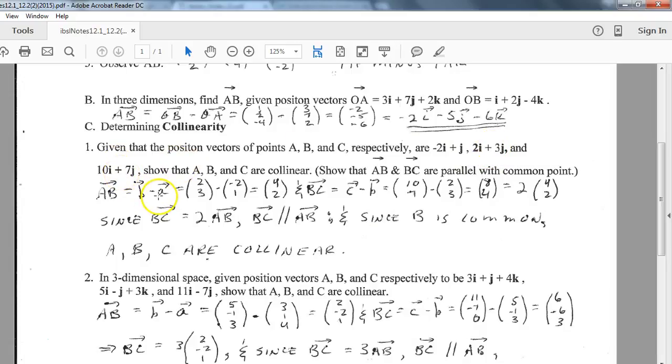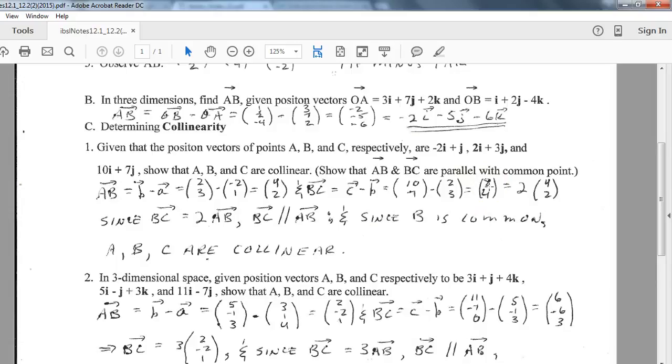So if I throw in the numbers that I've been given, if I did b minus a, so b minus a gives me AB. And to get BC, if I did c minus b, so terminal minus initial, then I get this one right here. So you've got to notice the numbers.